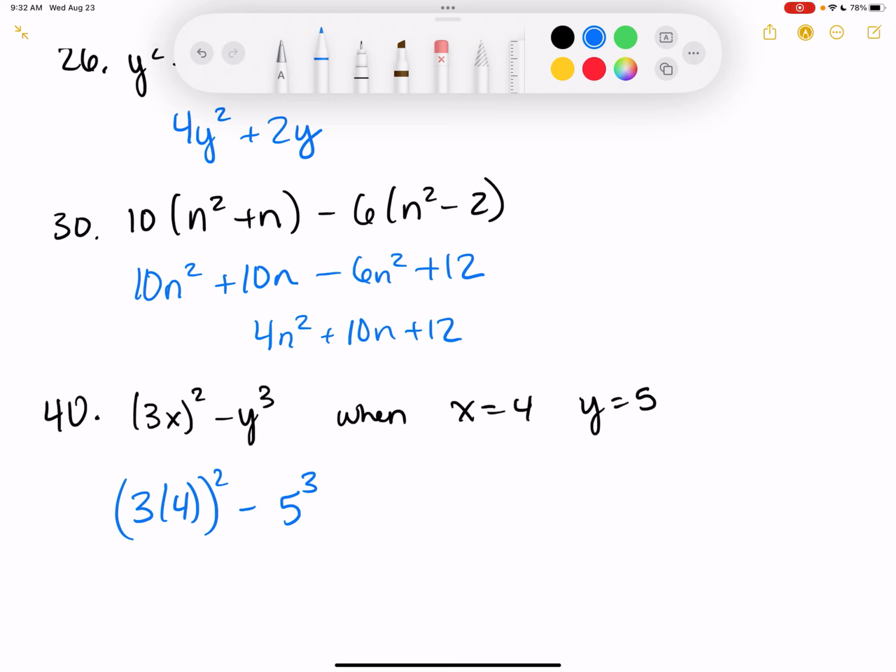So what is 3 times 4 squared? 144. Yep, 144. And then that's going to be minus, what's 5 cubed? 5 times 5 times 5. What's 5 cubed? 125. Yep.